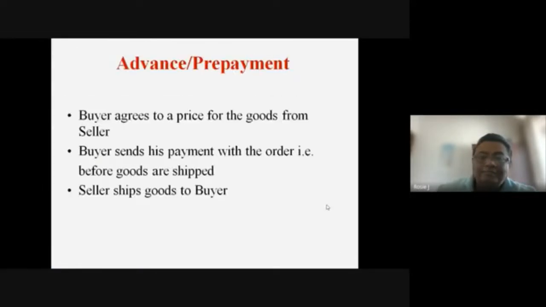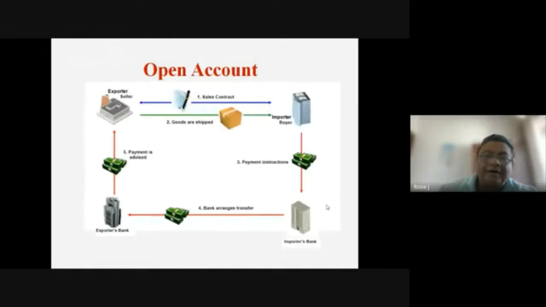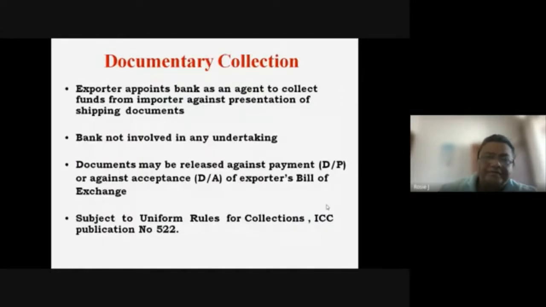Now we are coming to documentary collections, right? You are reading this part, you see: the exporter appoints a bank as an agent to collect funds from the importer against presented shipping documents. The bank is not involved in any undertaking. Documents may be released against payment or against acceptance, D/A, of the exporter's bill of exchange, subject to uniform rules. Right. Okay, now we see.